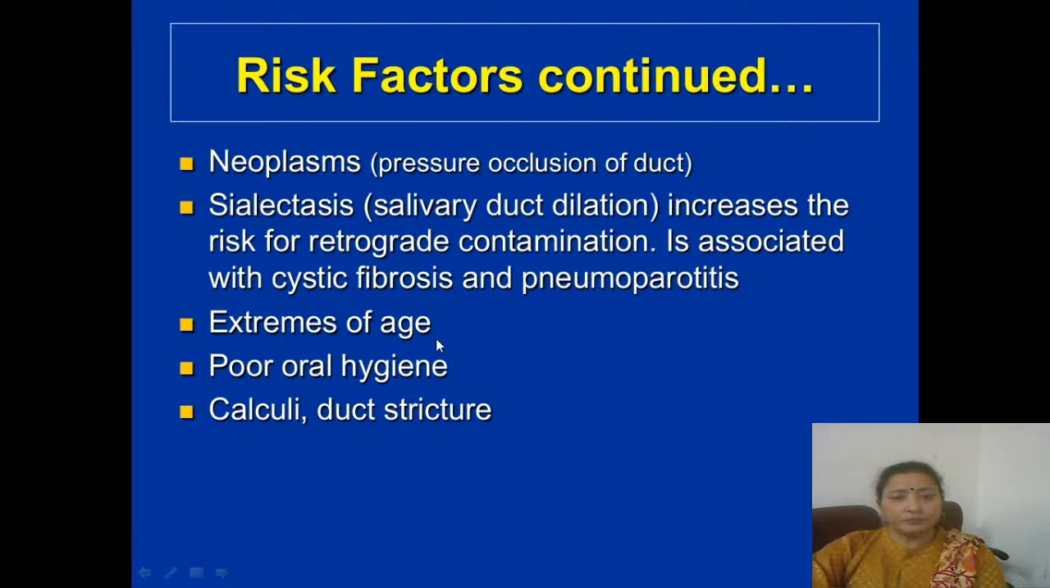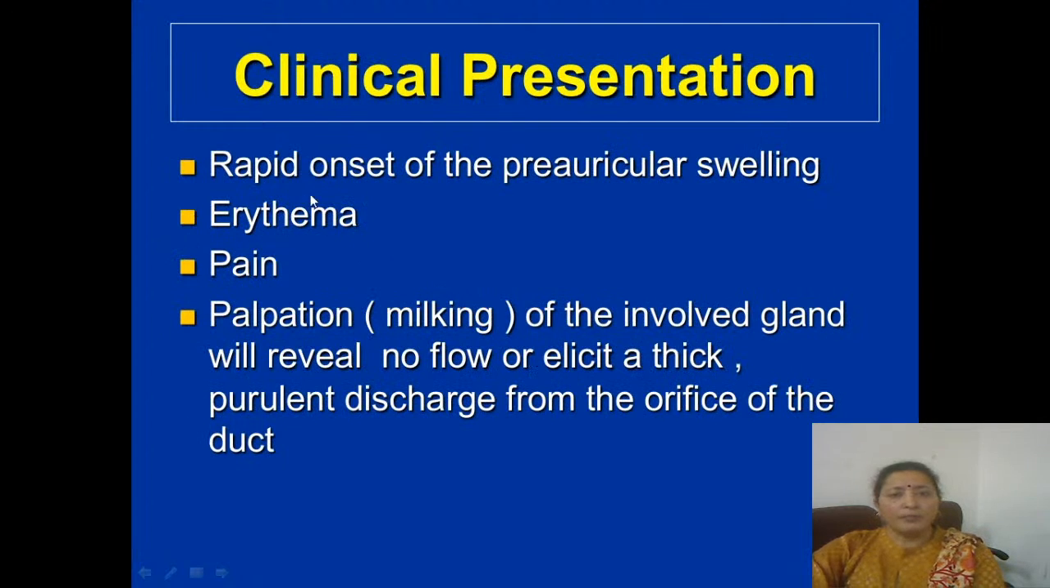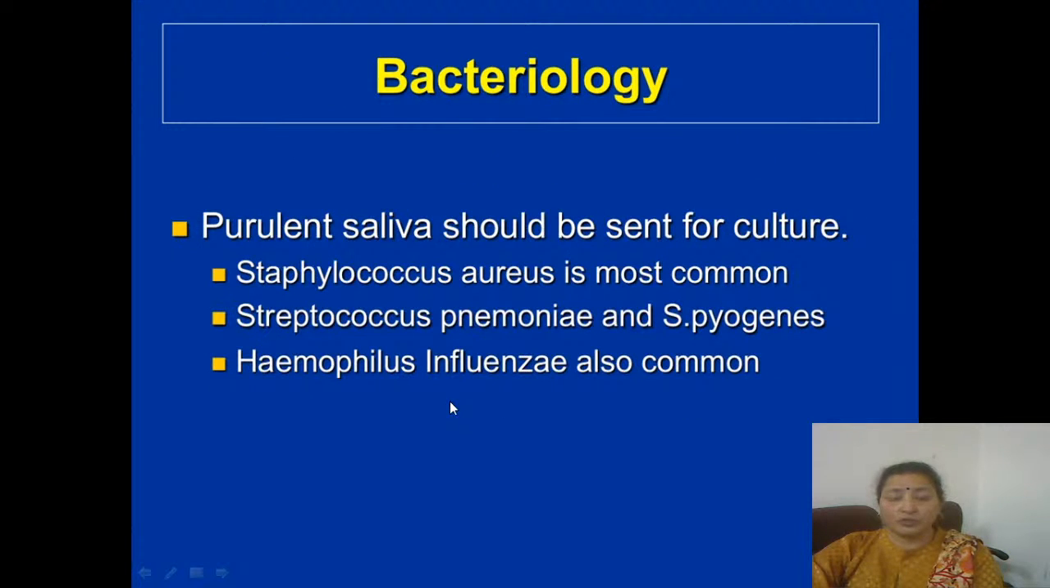Coming to the presentation, it can have a rapid onset pre-auricular swelling, and the patient can present with erythema and pain. On palpation, if the patient allows us, we can see pus coming out from the duct in the mouth, though it's a very painful condition. The discharge that comes from the duct can be sent for culture and sensitivity.